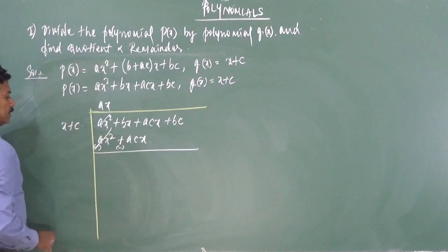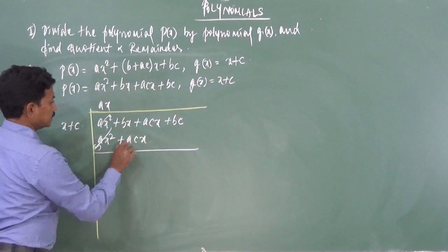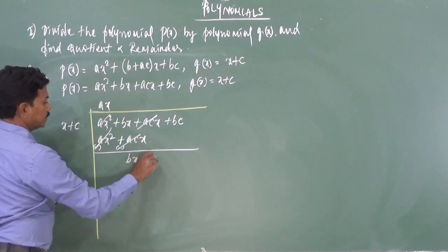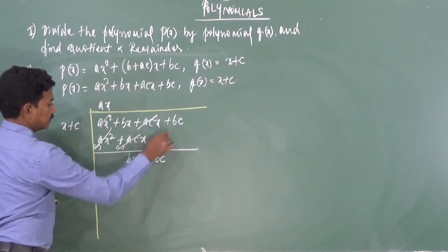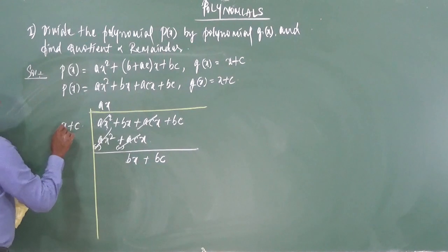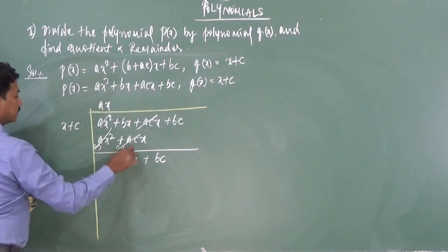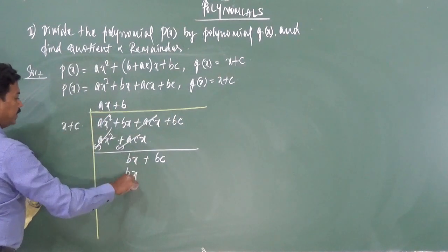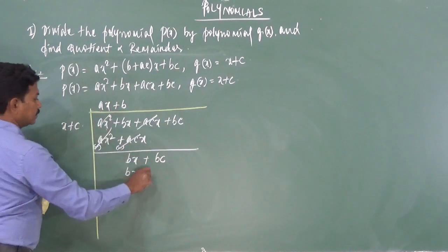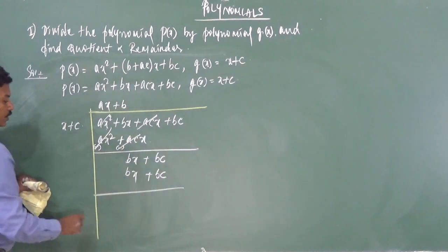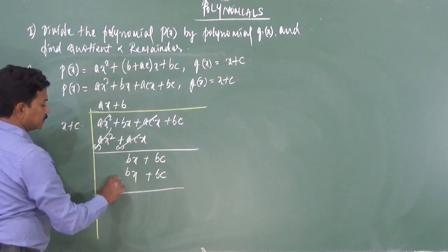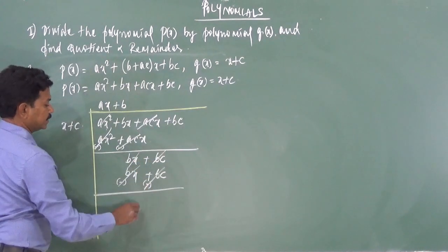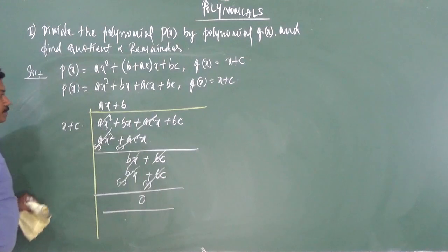So plus ax square minus ax square cancels. Minus acx plus acx cancels. So you are left over with bx plus bc. Now what x into what gives you bx? That is b. X into b is bx, plus c into b is plus bc. Here you have to subtract this from this, sign changes. So bx minus bx cancels, plus bc minus bc cancels, and the remainder is 0.